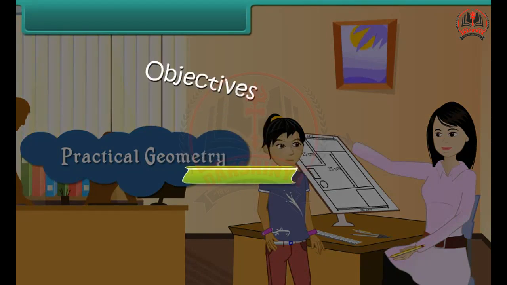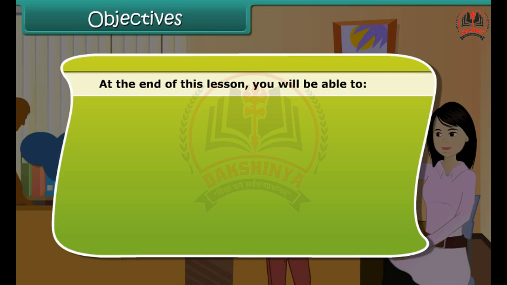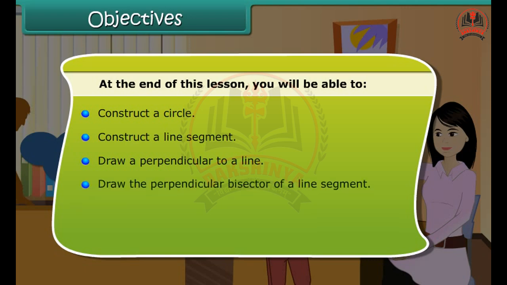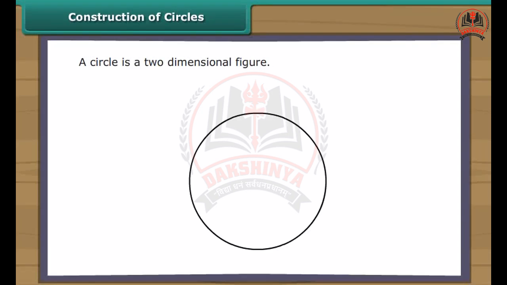Objectives. At the end of this lesson, you will be able to construct a circle, construct a line segment, draw a perpendicular to a line, draw the perpendicular bisector of a line segment, draw the bisector of an angle, construct angles. Construction of circles. A circle is a two-dimensional figure.